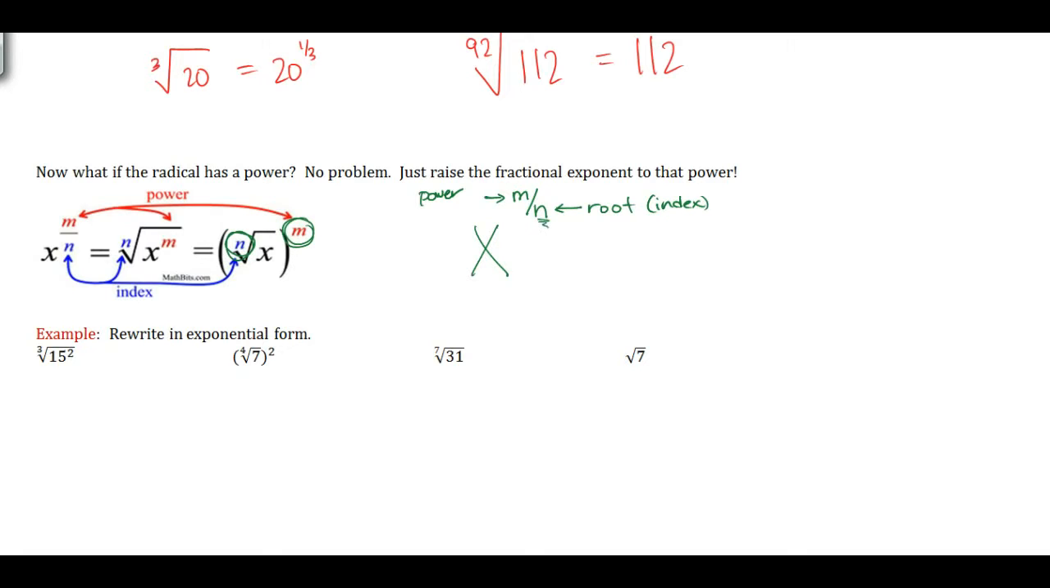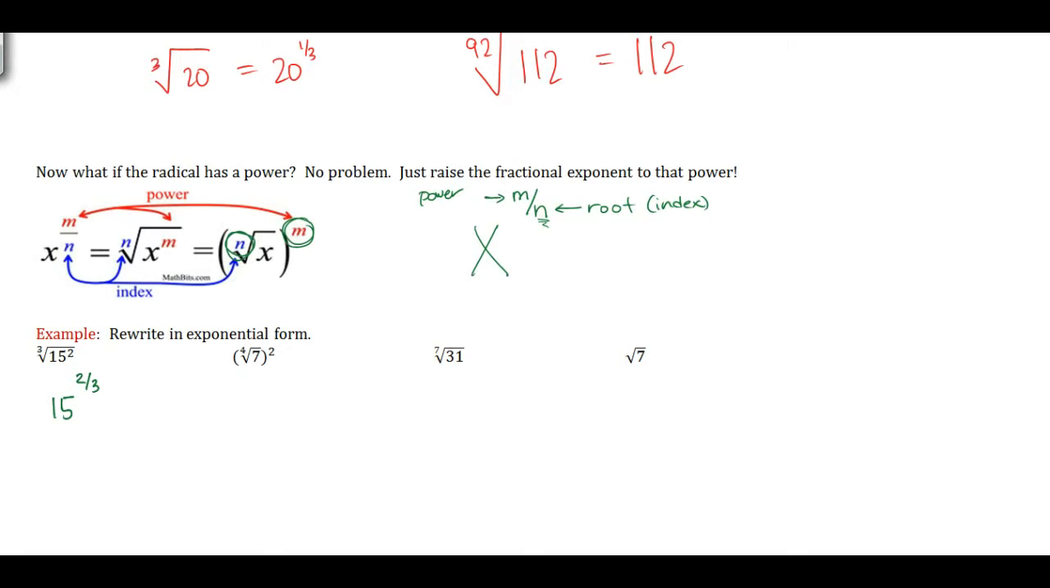The root should always be in the bottom, because on trees, roots grow on the bottom. And the power, she says the people have power on top, so therefore she puts them on the top. So now let's go through and look at my examples. I have a power of 2 and an index of 3. So if I'm going to rewrite that, I'm going to rewrite it as 15 to the 2/3 power.